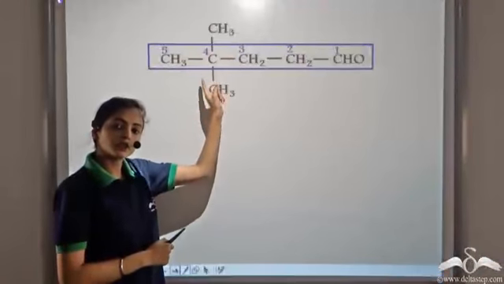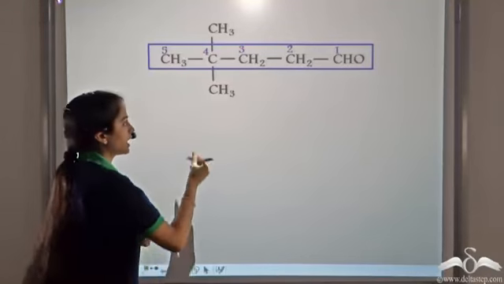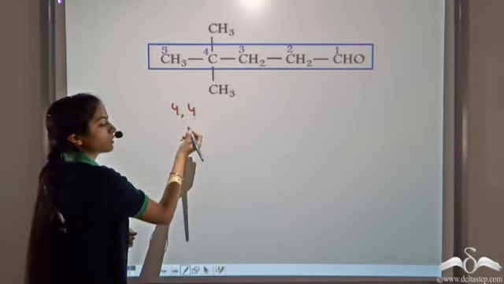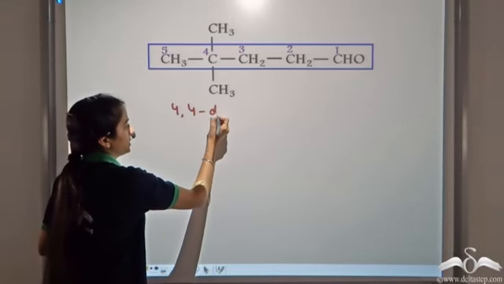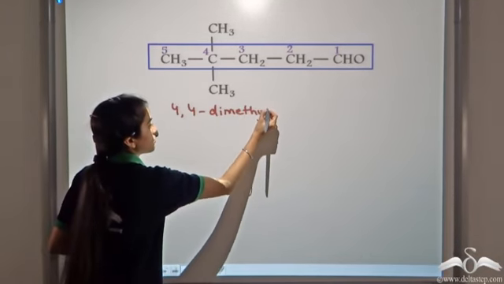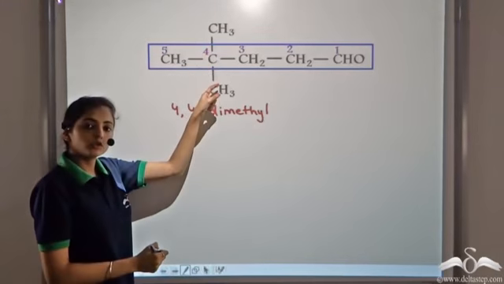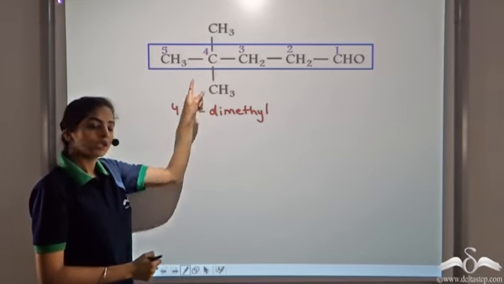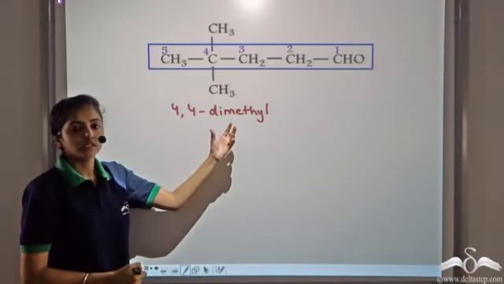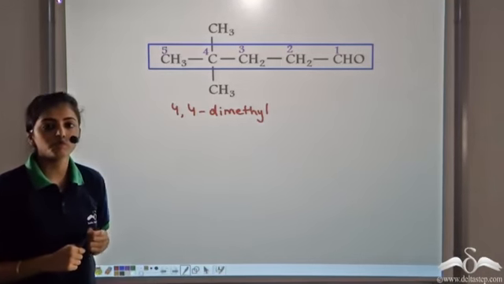Now we see 2 substituents. So the prefix of this organic compound becomes 4,4-dimethyl. There are 2 methyl groups present at position 4. So we write 4 twice. We get 4,4-dimethyl. This is the prefix of this organic compound.